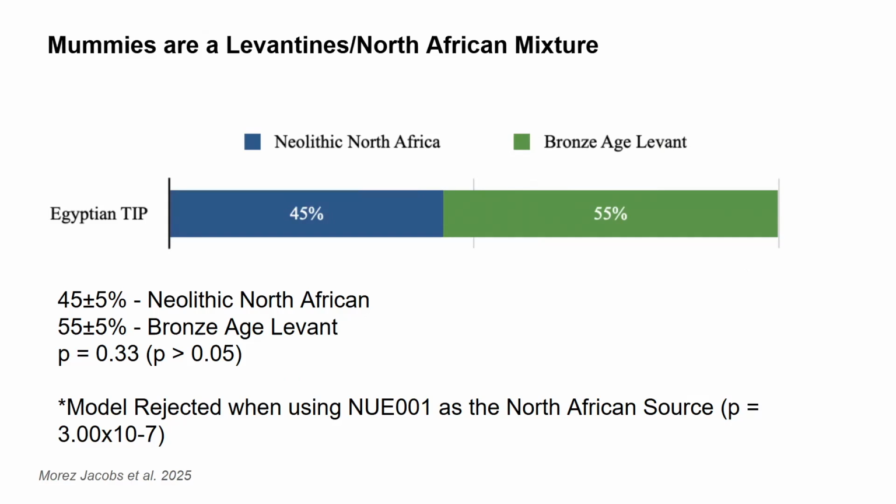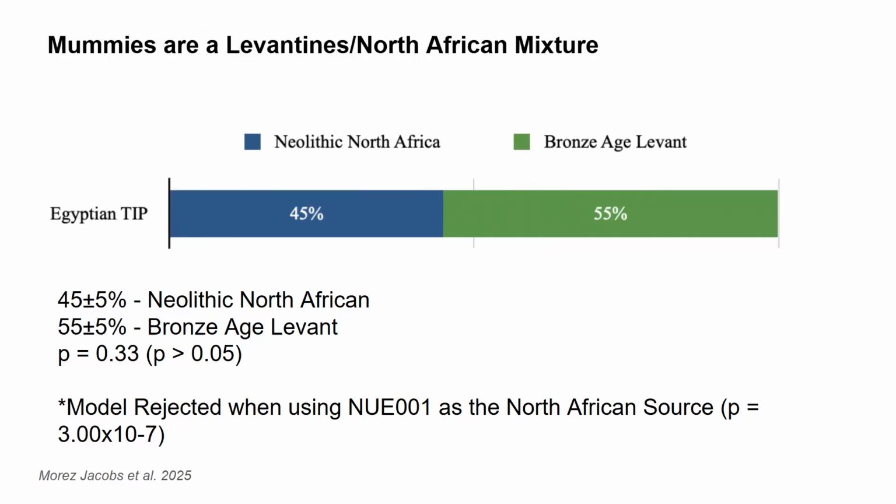These are just the closest population sources that we can pin it to that we have in the DNA record. So 45 plus or minus 5% Neolithic North African, 55% plus or minus 5% Bronze Age Levantine. And now I'm going to teach you guys how we can actually read these charts if you were to ever come across a DNA paper.